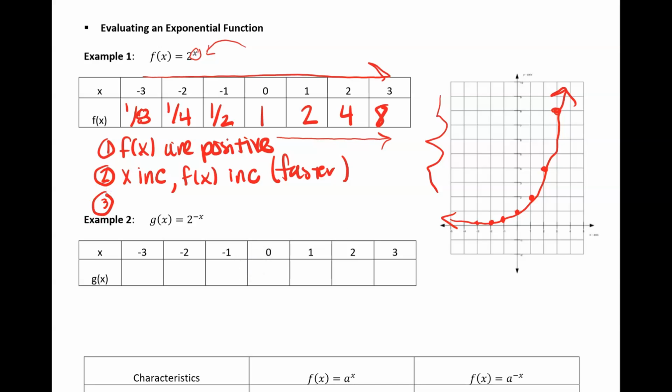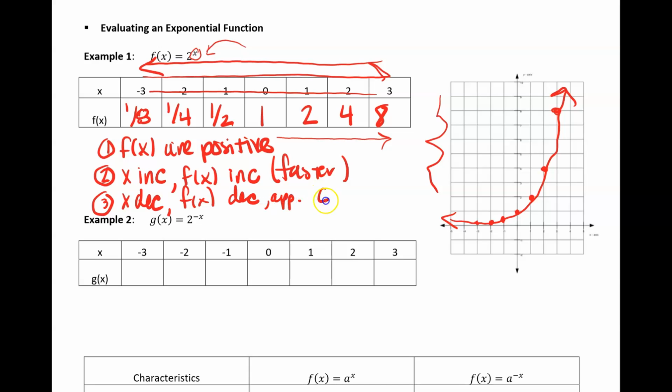Our last observation we can note is that as x is decreasing, you can see that f of x is decreasing. And so if I'm coming this direction, you can see my x's are going down, my values are going down, and they are approaching 0. It's kind of an interesting take there. And we're going to put all these things together, but I want to make some observations, looking at the tables and looking at the graph.